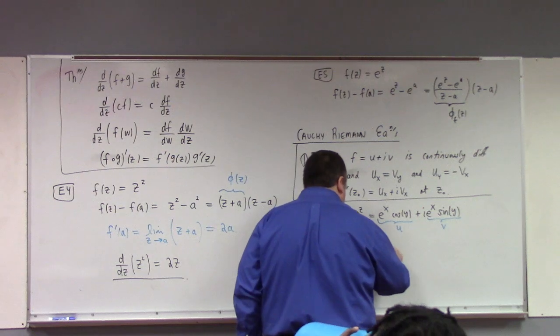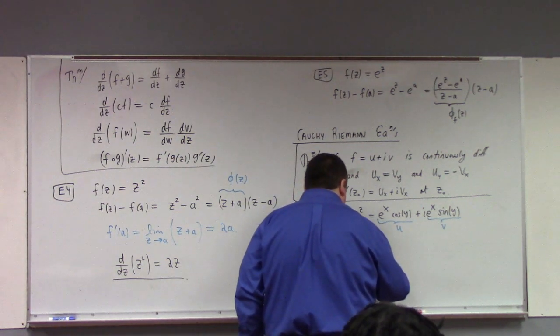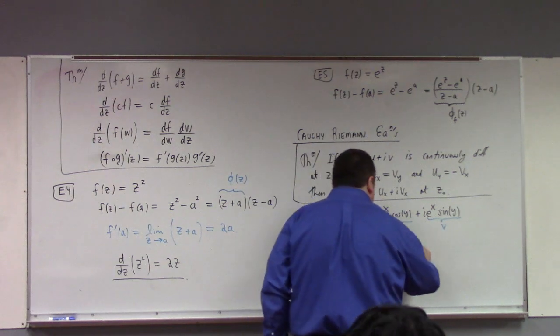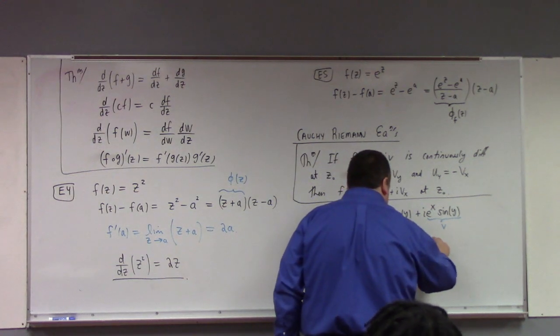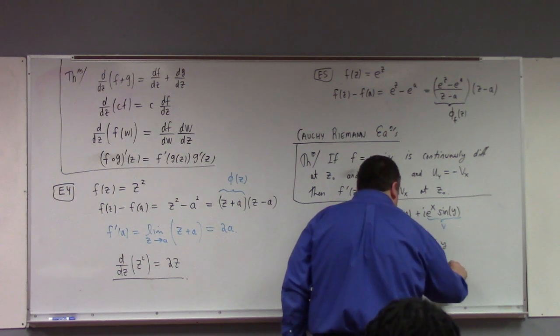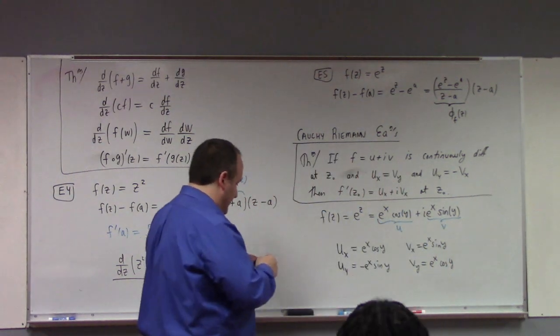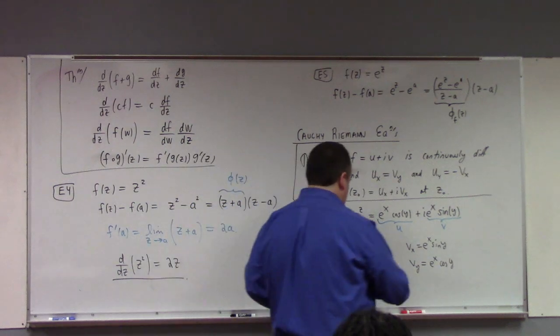So what we got here is u_x is equal to e to the x cos y, and u_y is minus e to the x sin y. v_x is e to the x sin y, and v_y is e to the x cos y, right? So I just did the partial derivatives, but check it out, right?